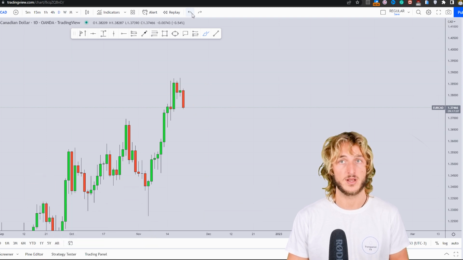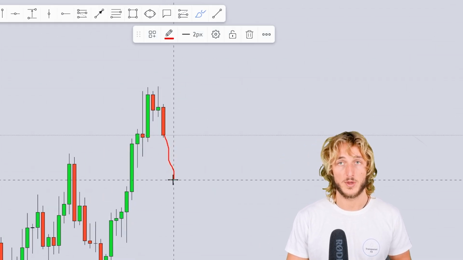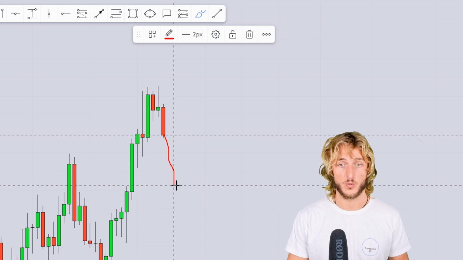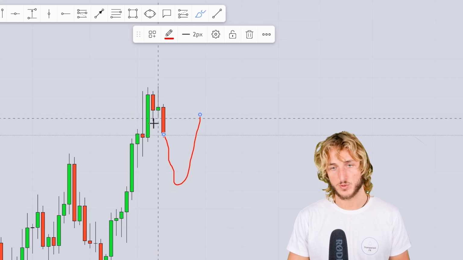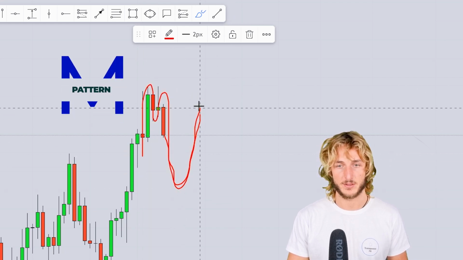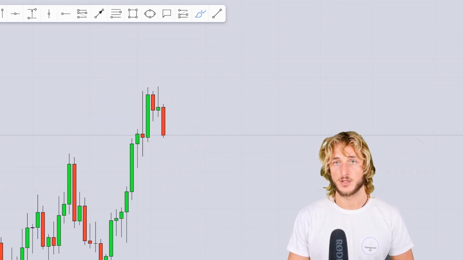So what could definitely be a possibility is for the market to go and test the support that we have identified on the weekly time frame and then to reject to the upside. That would be perfect because it would also create a nice M pattern here on the daily, which at that point would need to complete.